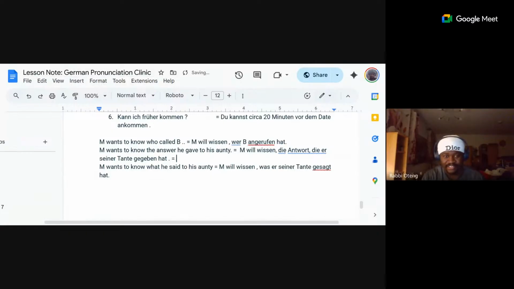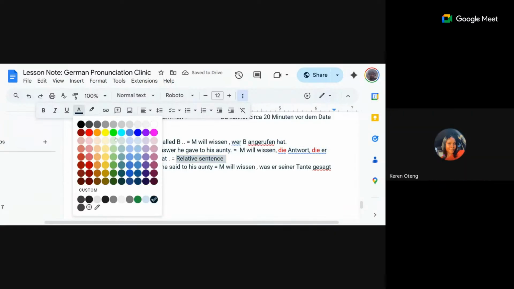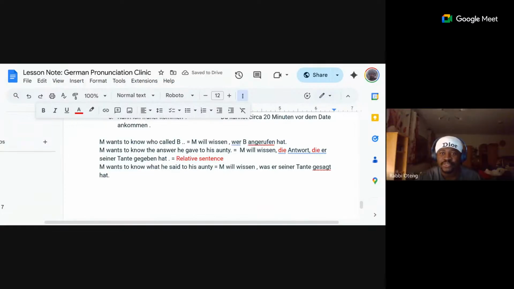This one is relative results. You don't need it, okay? So it's like what his auntie has said. Yeah, but relatives that we use. So in this sentence here, we use relatives that as pronouns for nouns. Okay, so it's she wants to know the answer. So in English, you say she wants to know the answer.